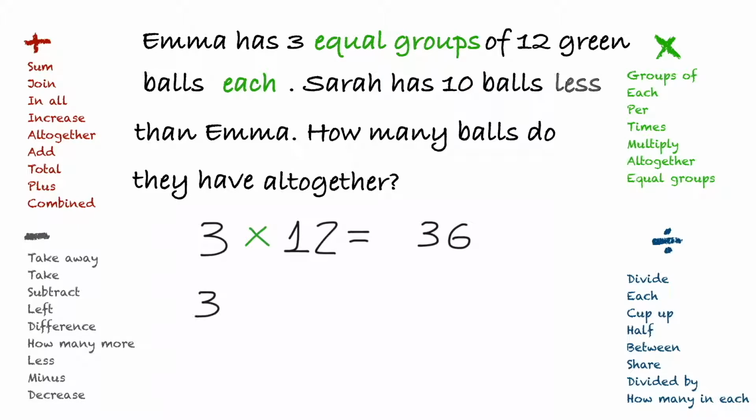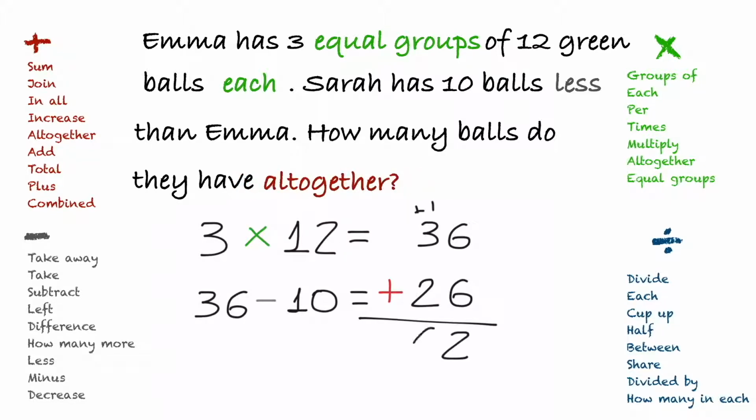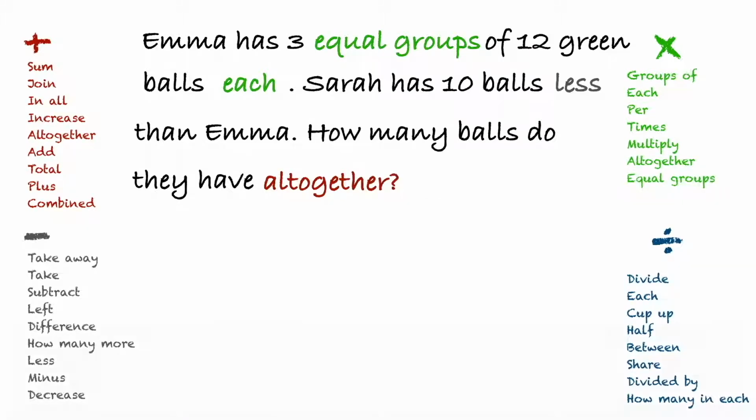Now we know that Sarah has 10 less balls than Emma. This is telling us to subtract. 36 minus 10 is 26. Lastly, we need to find how many balls they have all together. This is telling us to add. 36 plus 26 is 62.